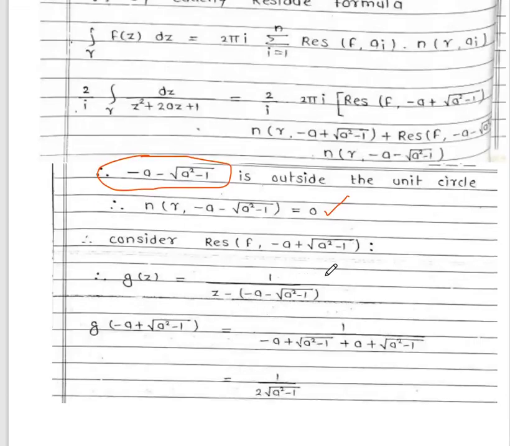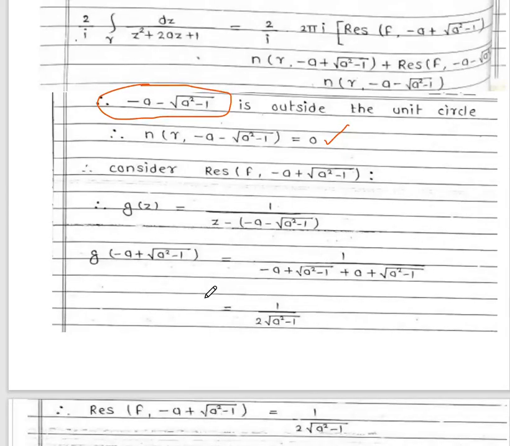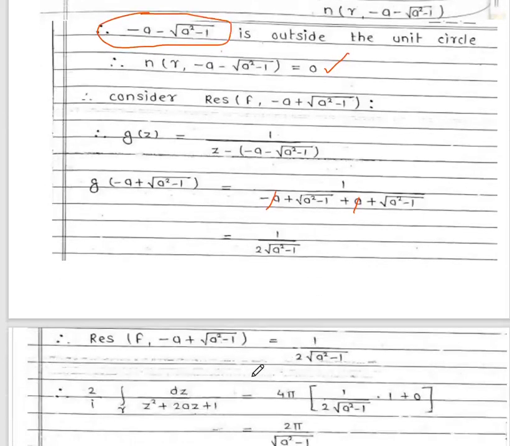Okay, so now consider the residue at minus a plus under root a square minus 1. Let us consider g(z) equal to 1 upon z minus under root a square minus 1. Putting these values, put z equal to this term. After solving, the minus a plus a get cancelled, so we get 1 upon 2 times under root a square minus 1. Therefore the residue of f at minus a plus under root a square minus 1 is 1 upon 2 under root a square minus 1.